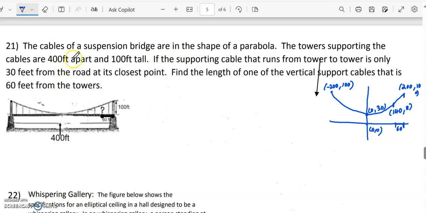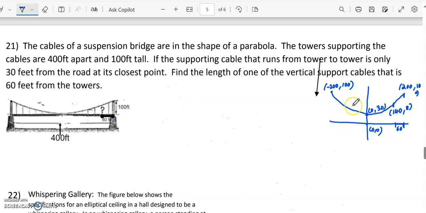Question number 21. The cables of a suspension bridge are in the shape of a parabola. The towers supporting the cables are 400 feet apart and 100 feet tall. If the supporting cable that runs from tower to tower is only 30 feet from the road at its closest point, find the length of one of the vertical support cables that is 60 feet from the towers.